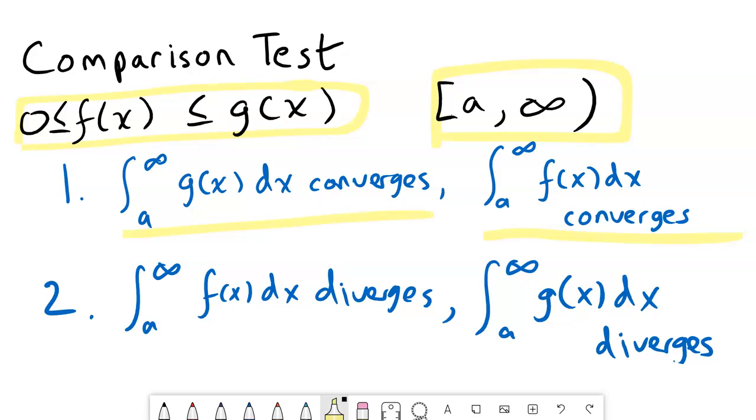And we can flip it. Since f is smaller and I know f diverges, g should also diverge because it's a bigger function, if you want to think of it like that. So that's the idea, and we typically use it with functions we don't know the integral of. We're going to look at one example right now.